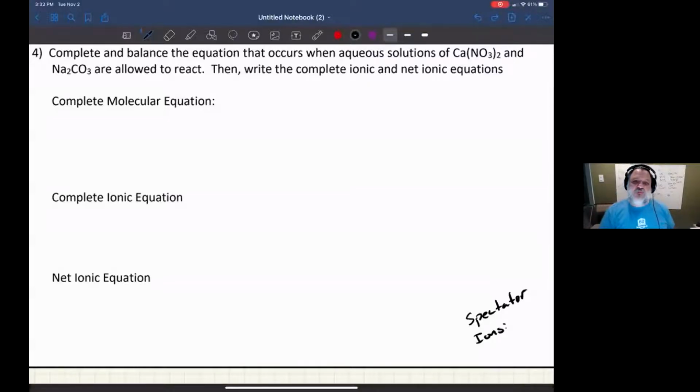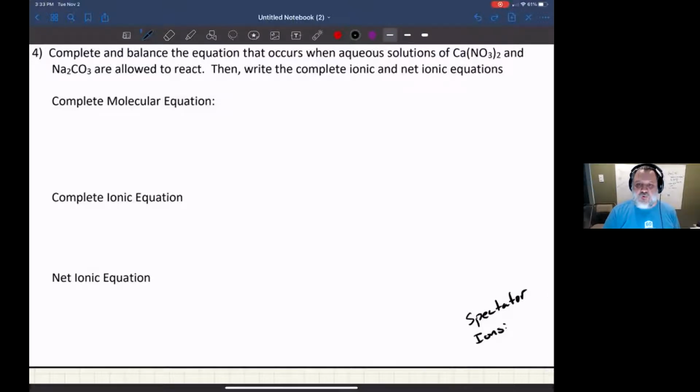Okay, here we go. This one's going to be a little bit of a challenge. Again, you've got to know the nomenclature. Not only do you have to know the nomenclature, you have to be able to write formulas that go along with it. And then you have to be able to apply that in writing the equation. You have to be able to use solubility rules. And then you can start to think about complete ionic and net ionic equations.